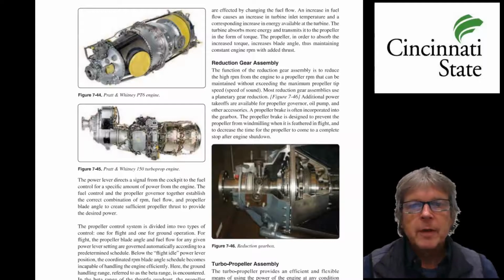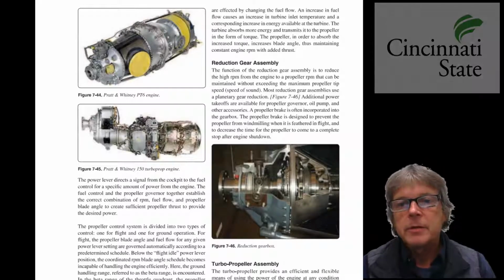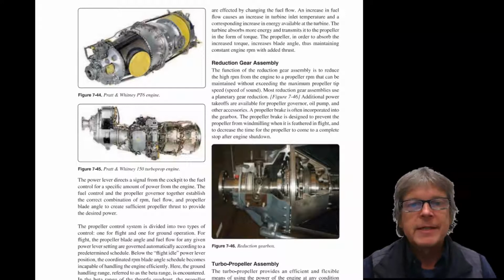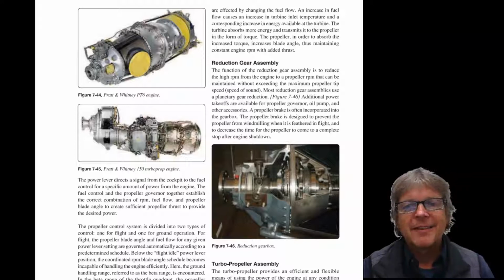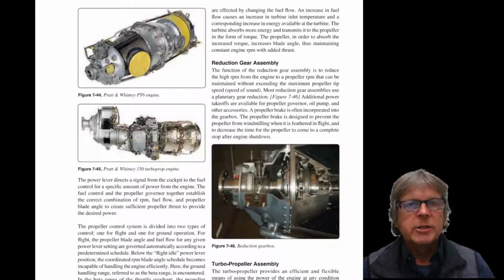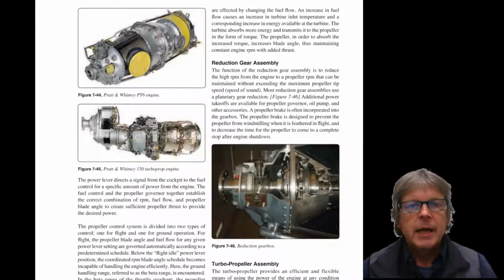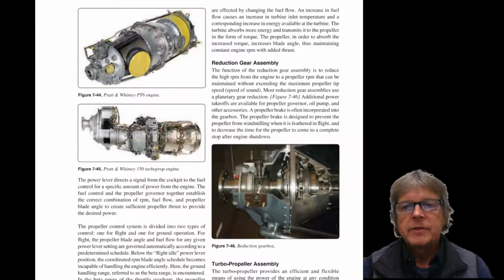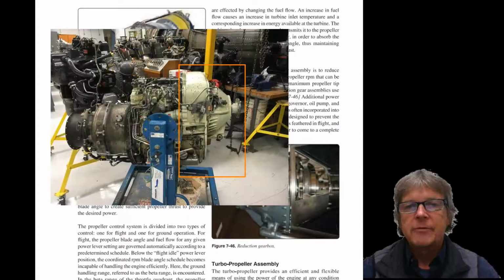Let's talk for a few minutes about turbine propellers. One problem with a turbine is that it spins really fast. They have really high RPMs, and you can't efficiently turn a propeller that fast. So the one thing we'll notice about turbine engines is they have to have a gearbox, and we'll see gearboxes on the front of a lot of these engines. We have several examples here at Cincinnati State right in our power plant lab.